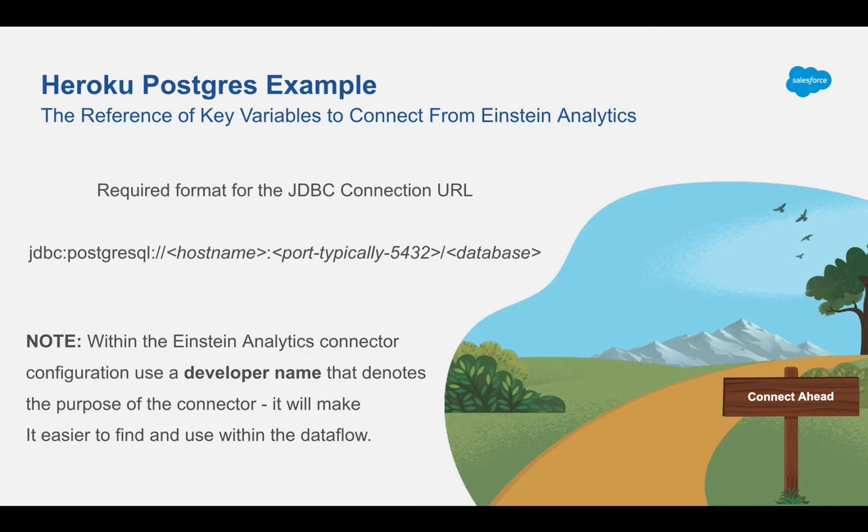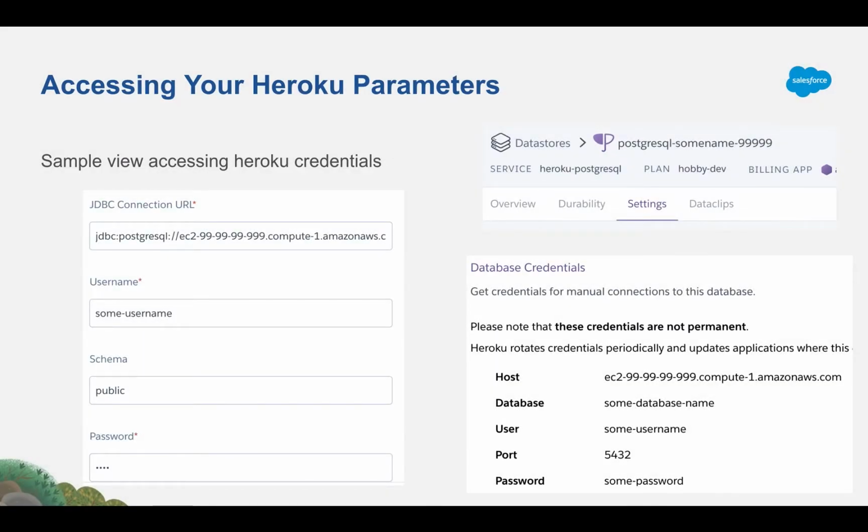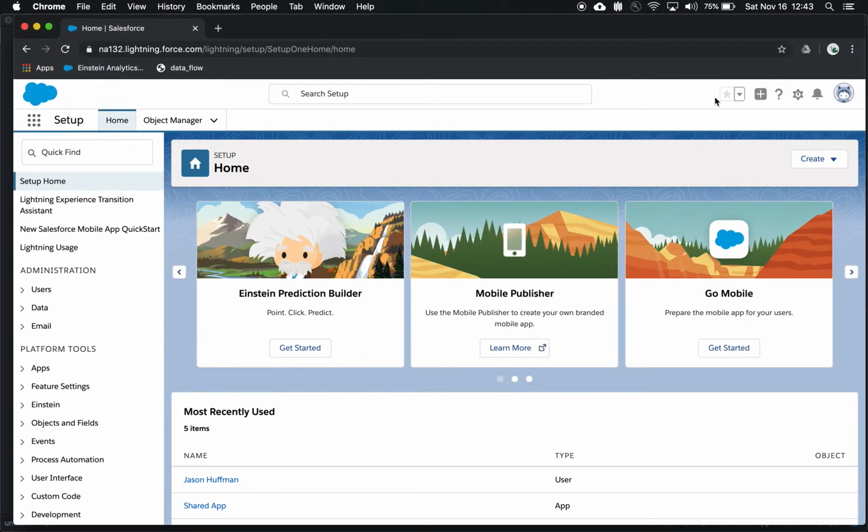I'd also like to highlight that you should develop a very good naming convention for the developer names of your connectors. I will give you an example that you can watch, and you can see how it's important to have a good developer name for using this data within your data flow. When you find your Heroku parameters, you can see how to map them from Heroku to the configuration panel within Einstein Analytics. So let me demonstrate this directly for you.